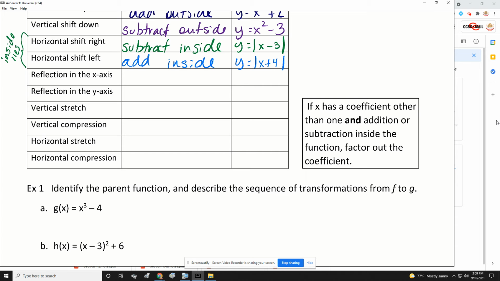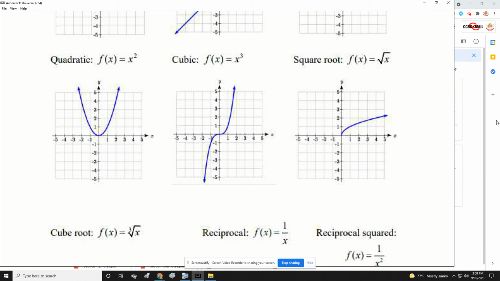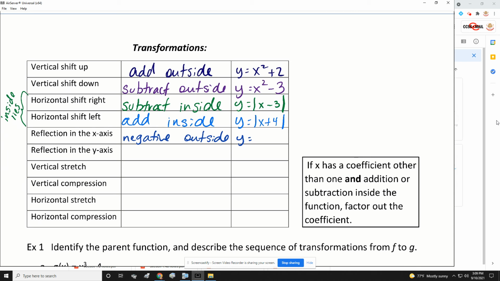So to get reflections, you use negatives. If we want to reflect on the x-axis, it's a negative on the outside. So if I want to take the square root function here and reflect it on the x-axis, so it's down here like that, I would do a negative on the outside. It reflects it on the x.